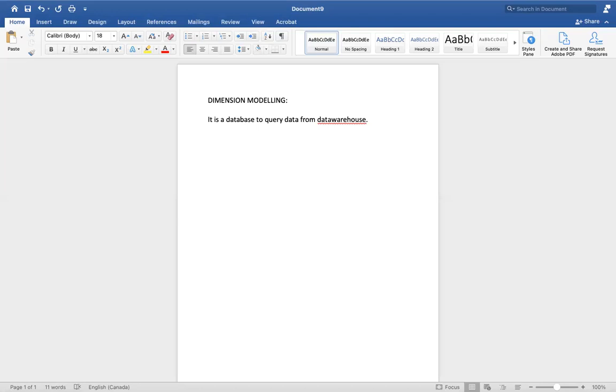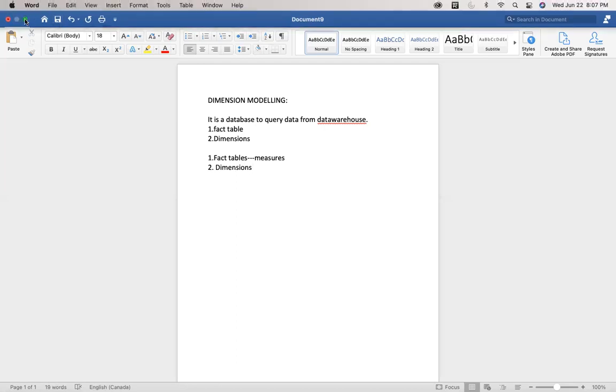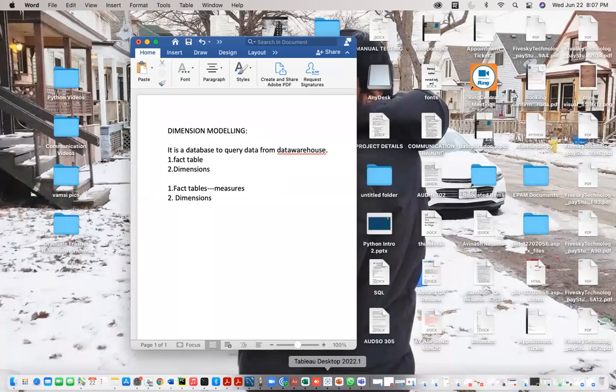In dimension modeling, there are two important concepts, namely fact table and dimensions. According to Tableau, what is meant by fact table? Here, the fact table is nothing but measures, and the second thing is dimensions. So what do you mean by dimensions and measures?